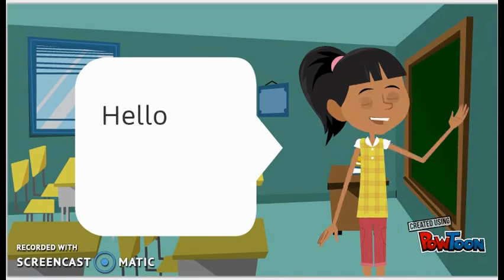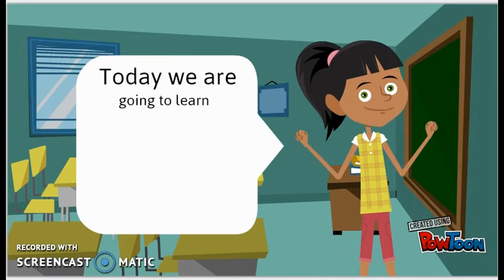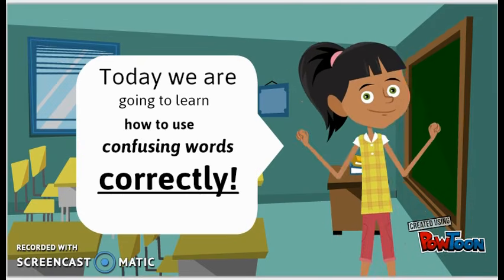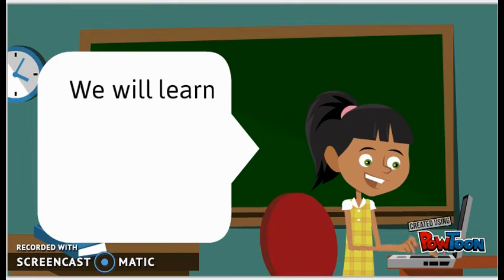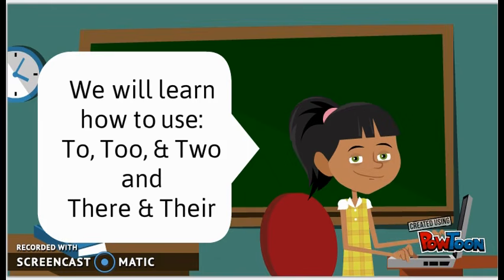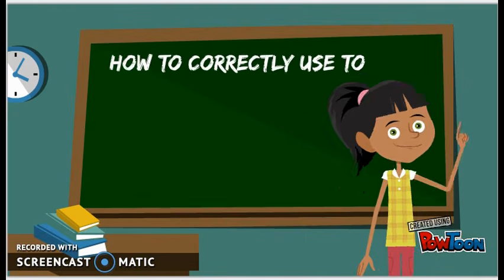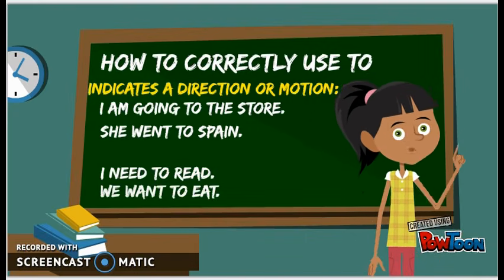Hello, fourth graders. Today we are going to do some English. So what are we going to do? We're going to learn how to use confusing words correctly. We're going to just work today with the words to, too, two, and there, their. All right, so let's start using the word to correctly.